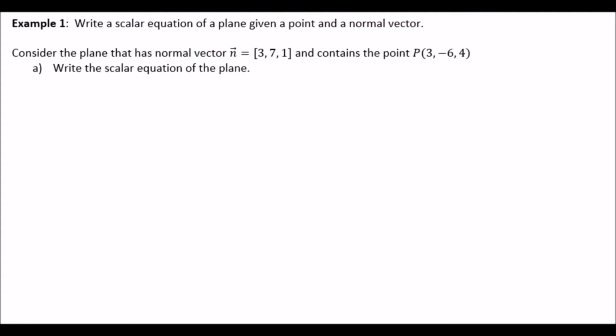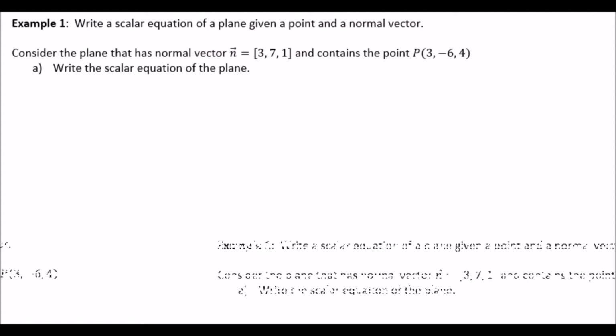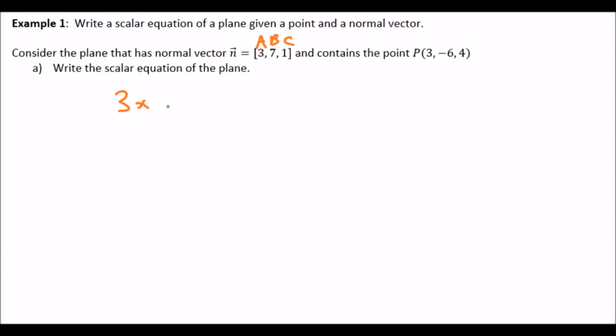So consider this. I've got the normal to the plane, 3, 7, 1, and it contains a point. Write the scalar equation of the plane. Well, guess what? This guy right here, that is my A, B, and C. So I really have this: 3x plus 7y plus z plus d is equal to 0. The only thing I'm missing here is, of course, this guy here.